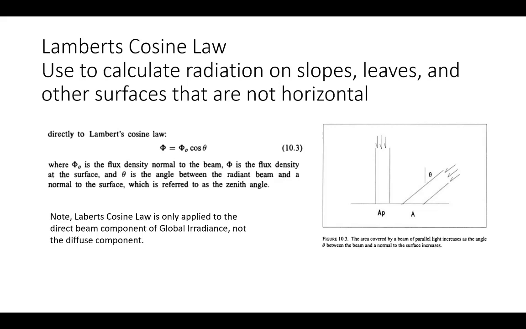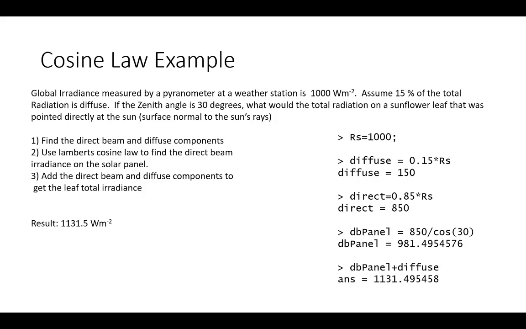Let's say you only have data from a weather station, right? So you've just got horizontal surface data from a pyranometer, but you want to estimate the radiation on a north-facing slope that has a 3-degree angle and a south-facing slope that has a 3-degree angle. What's the difference in the amount of radiation incident on those two surfaces? With Lambert's cosine law, you could calculate that. Lambert's cosine law only applies to direct beam radiation, not diffuse, okay? So if you want to use it, you've got to separate your radiation into its diffuse and direct beam components first, right? So let's take an example.